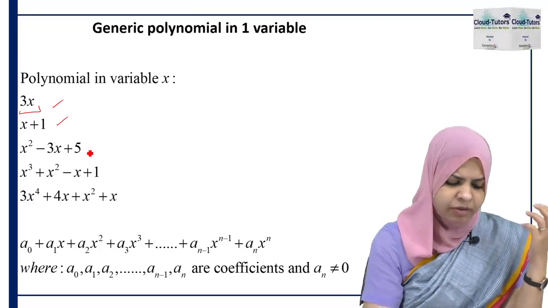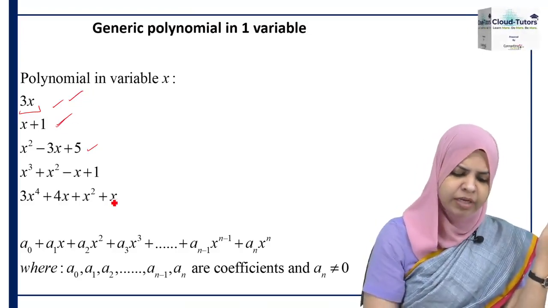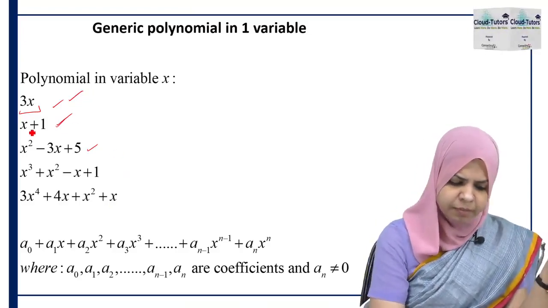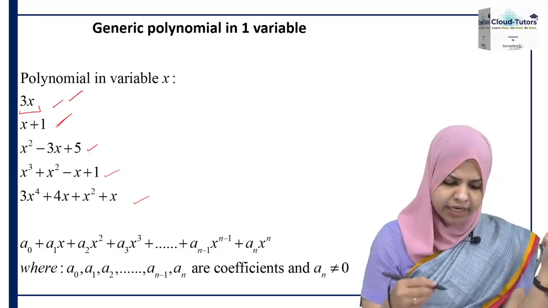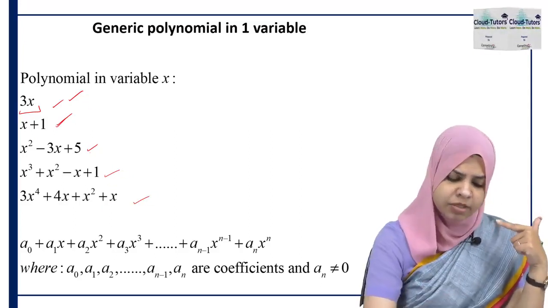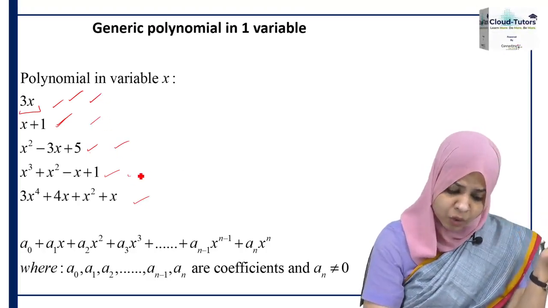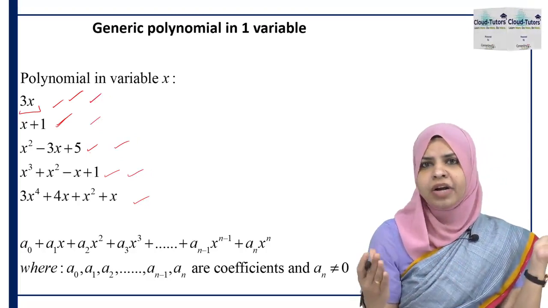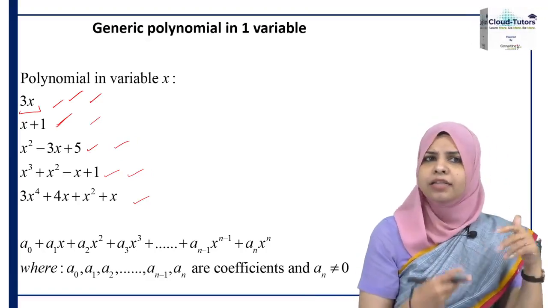Okay. So now, yes, this is a linear polynomial, constant polynomial, linear, quadratic, cubic, biquadratic. If I say in terms of the number of terms, monomial, binomial, trinomial, quadrinomial, and the next one also is quadrinomial.